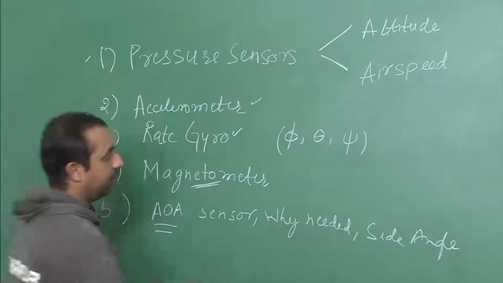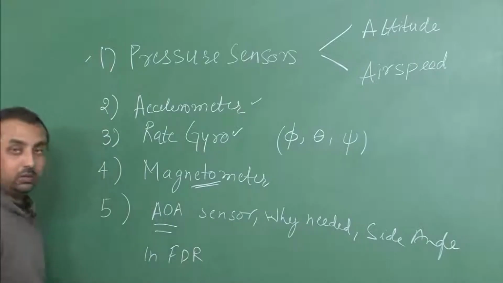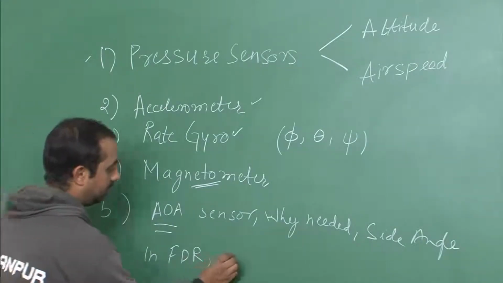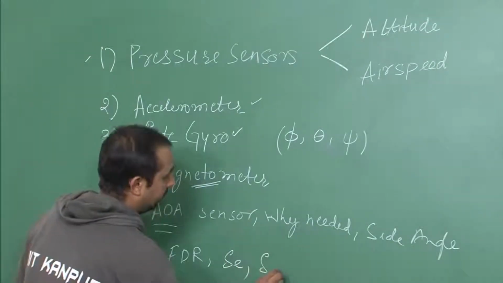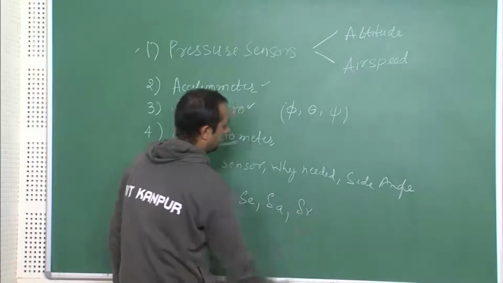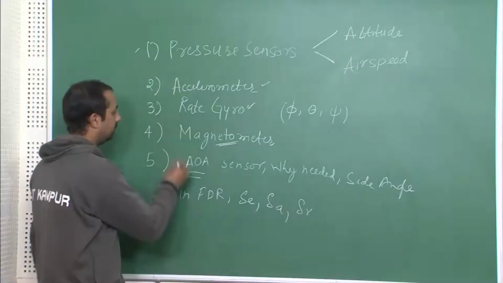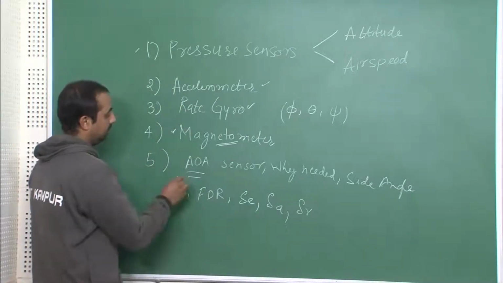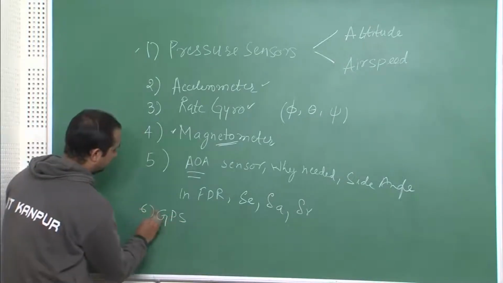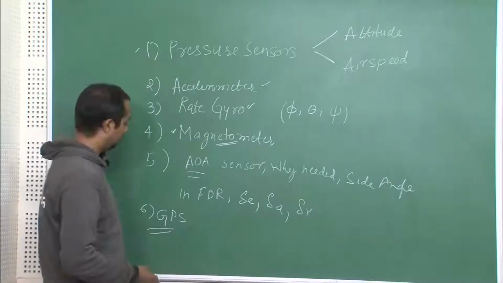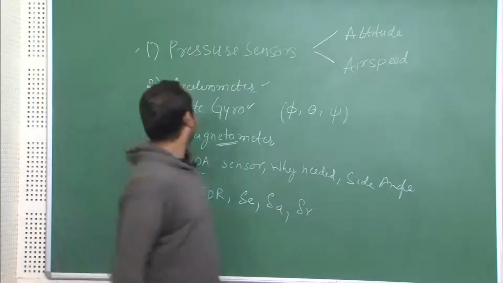Plus in FDR we also saw the result of control surface deflection, that is deflection of elevator, deflection of aileron, deflection of rudder. These were the data we saw in flight data recorder, excluding your magnetometer data and your GPS data, which will be our sixth sensor which we will be concentrating on. So let's start with your first sensor, that is your pressure sensor.